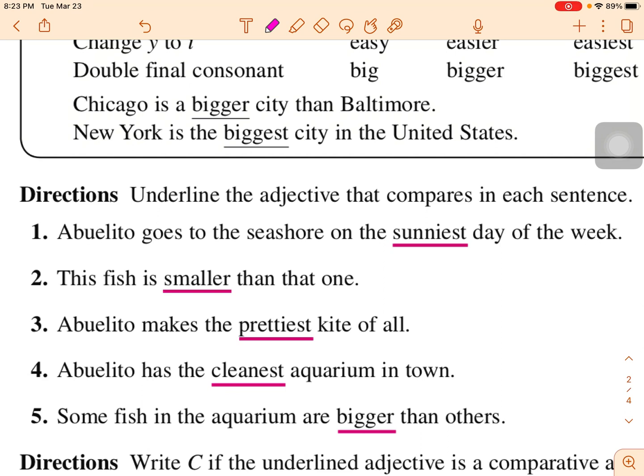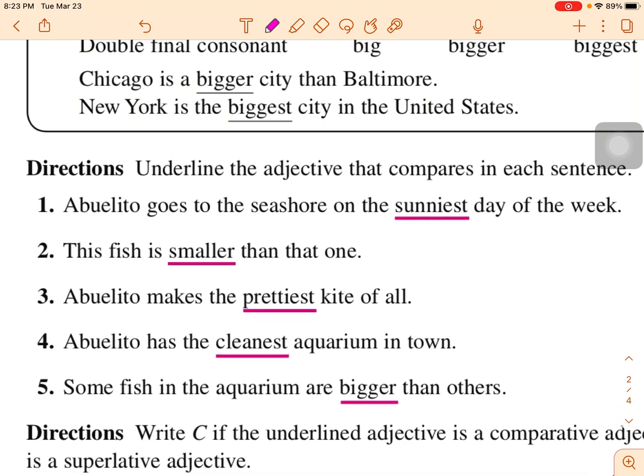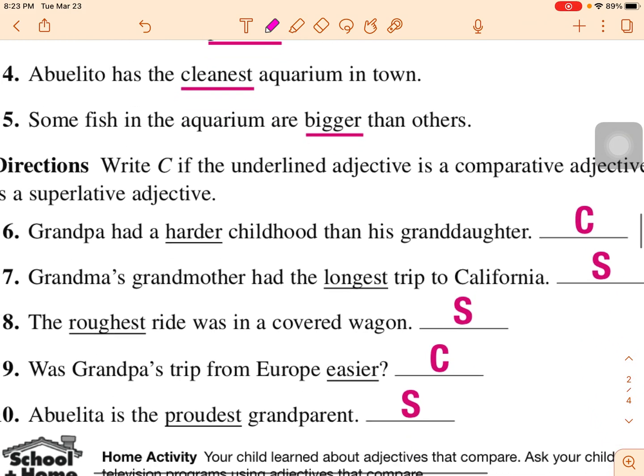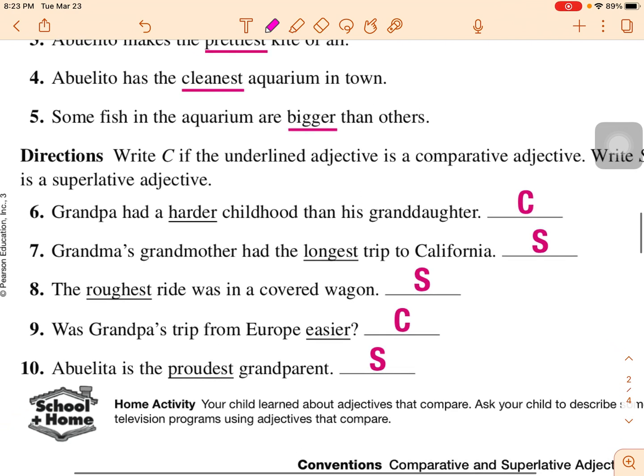Number 3, you should have underlined prettiest. Number 4, you should have underlined cleanest. And number 5, you should have underlined bigger. All right, boys and girls, let's continue to correct. Number 6, harder compares two things. It is a comparative adjective, C.